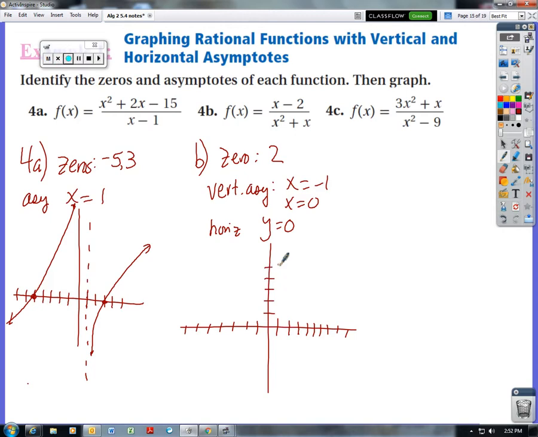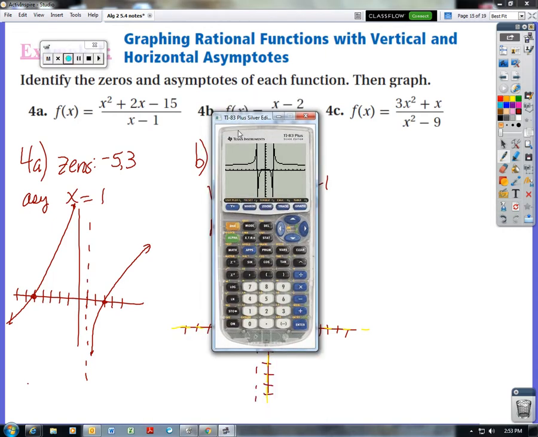Okay, we'll put all this on a graph. Going kind of fast so I don't take up too much of your time. Zero at 2. Vertical asymptote at negative 1. And, oh, I need another color because it's right on the axis. Skinny there. And then we've got a horizontal here at y equals 0. Back to this rust color. It has a zero at 2, but in the book, I'm going to graph this one myself.